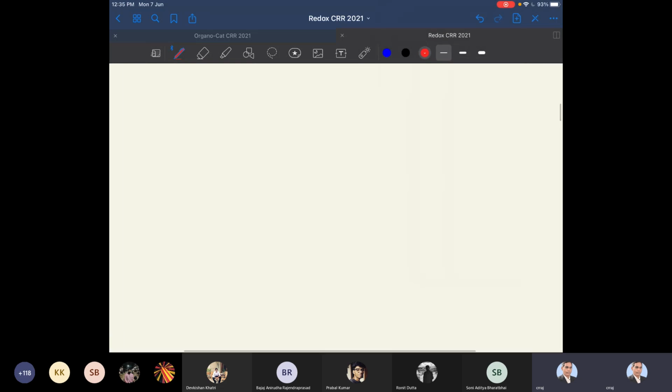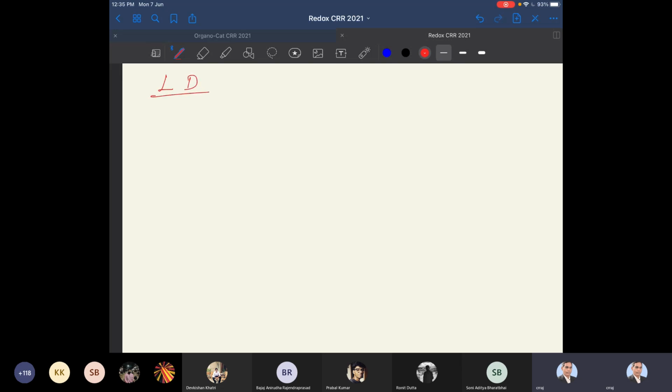Let me write, so at least you can follow. What we're going to talk about is the Latimer diagram, LD. Basically, you are representing the redox data, or the potential data, in a different form in order to understand the entire chemistry of the particular species involved.